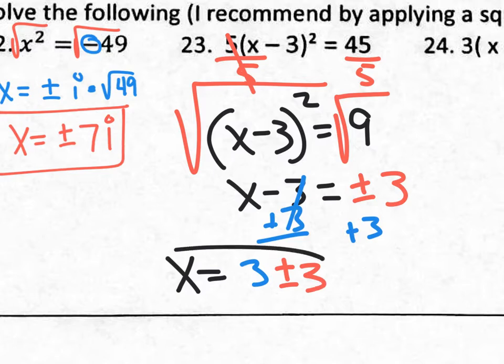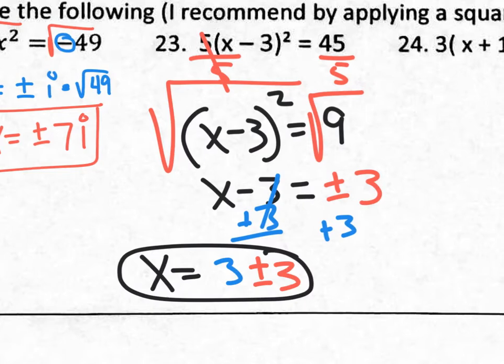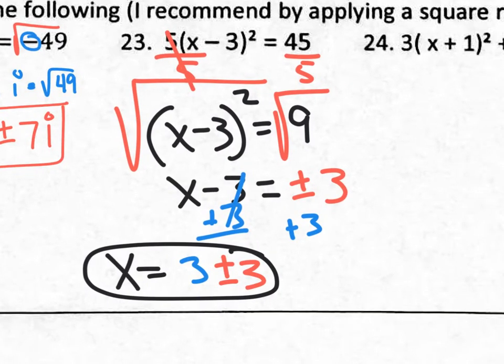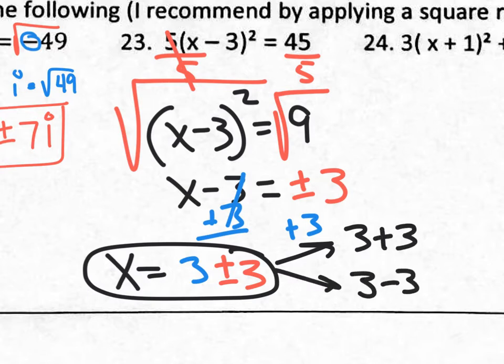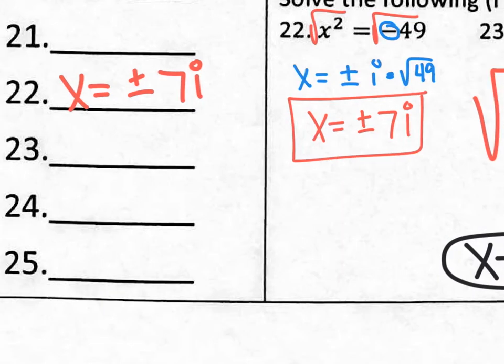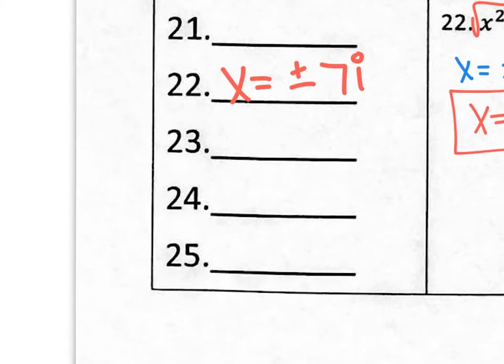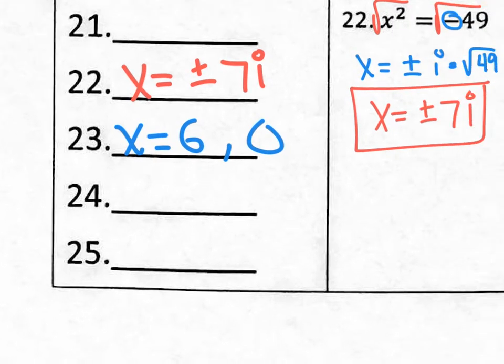Now, this is technically our answer, but you need to write it as two separate answers because you could actually do this. So let me show you what this really means. It means 3 plus 3, and it also means 3 minus 3. So your two answers are 6 and 0. Those are your two answers right there, 6 and 0. So on the answer column for 23, you're going to put x equals 6. You could also put comma 0. Don't write it as a coordinate, all right? Don't put parentheses around it. You could put x equals 6 comma 0, or x equals 6 and 0, or you could put x equals 6, x equals 0, whatever you want.